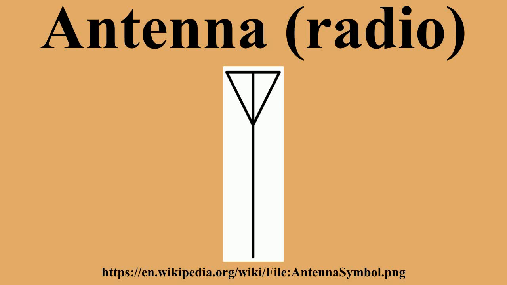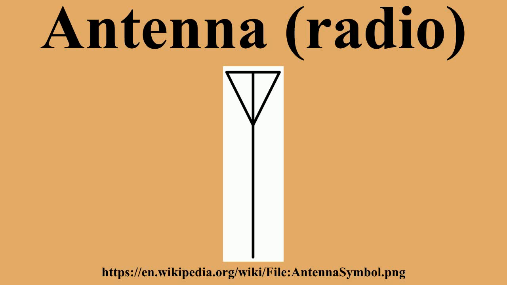In reception, an antenna intercepts some of the power of an electromagnetic wave in order to produce a tiny voltage at its terminals, that is applied to a receiver to be amplified. Antennas are essential components of all equipment that uses radio. They are used in systems such as radio broadcasting, broadcast television, two-way radio, communications receivers, radar, cell phones, and satellite communications, as well as other devices such as garage door openers, wireless microphones, Bluetooth-enabled devices, wireless computer networks, baby monitors, and RFID tags on merchandise.